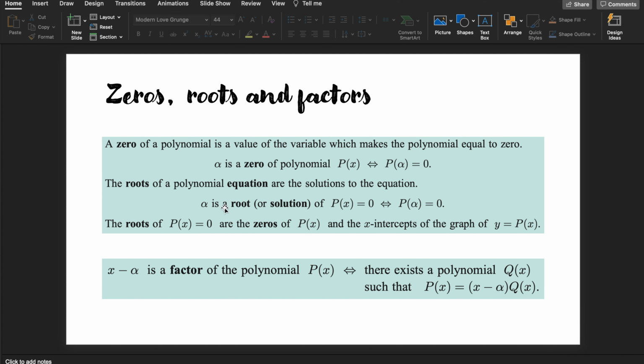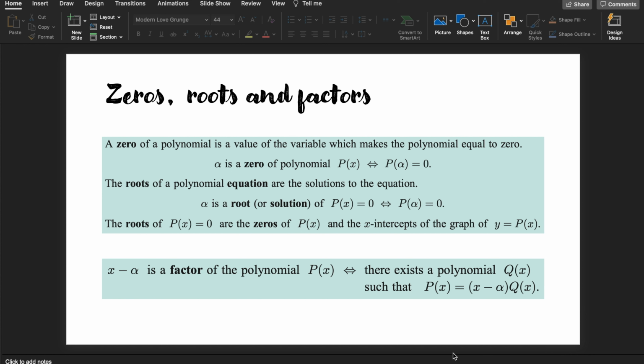So similarly, if alpha is the root or the solution, then p alpha equals 0. And so the roots of p of x equals 0 are the roots of p of x and the x-intercepts of the graph of y equals p of x. So basically the value of y becomes 0 when we try to find the solution. So essentially what we're trying to do is making the value of y equal to 0, meaning that we get certain values of x. Therefore we get the x-intercepts of the graph as the solutions or the roots of the equation.